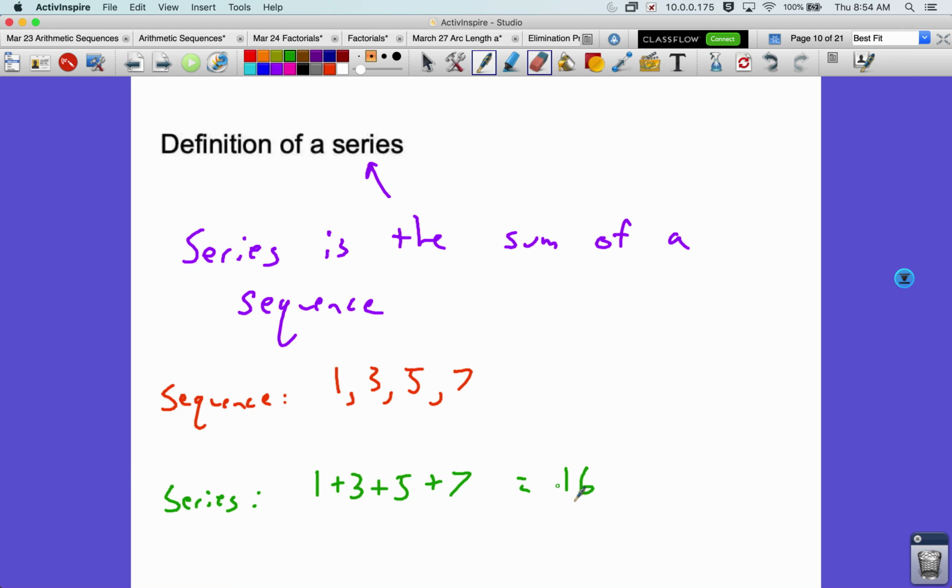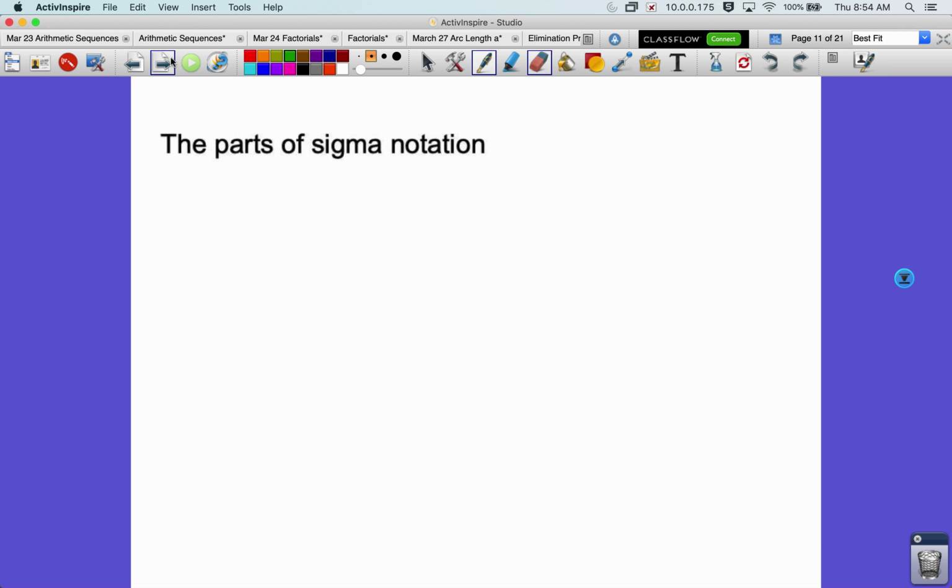So a series will often be able to be shrunken down to a single number. Sometimes they are infinite. But it's not like a sequence that is lots of numbers separated by commas. They're separated by addition symbols, and therefore everything can be combined.